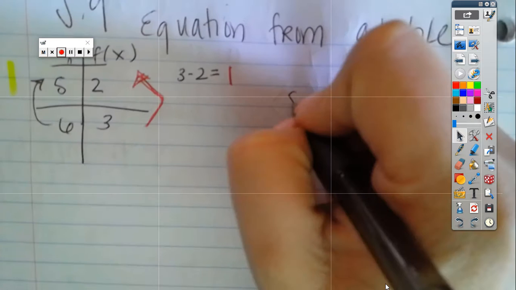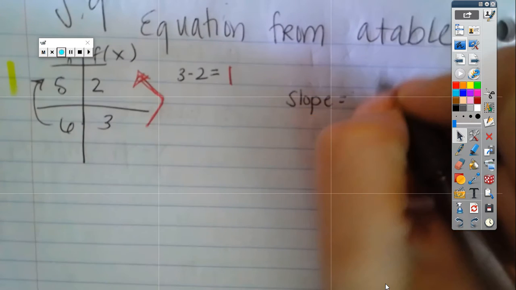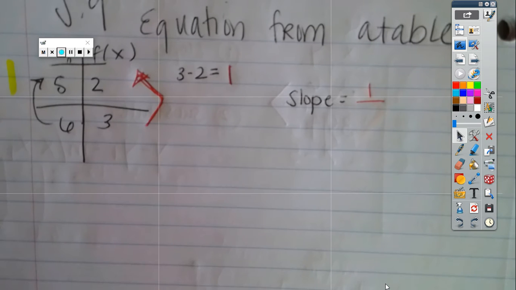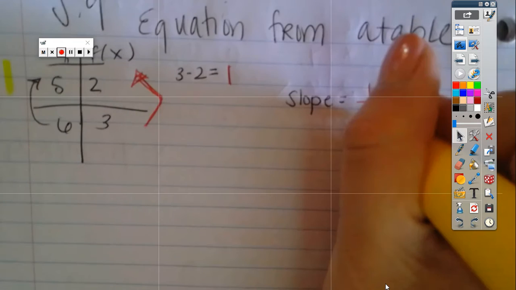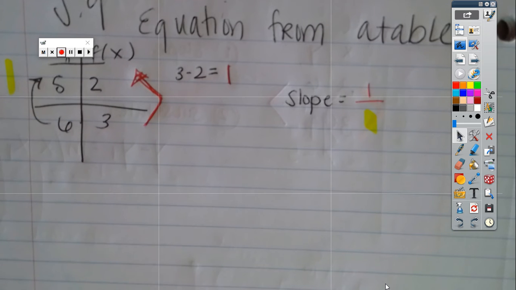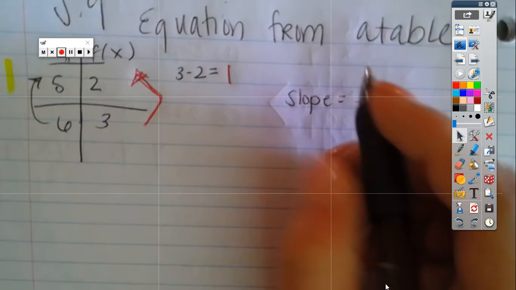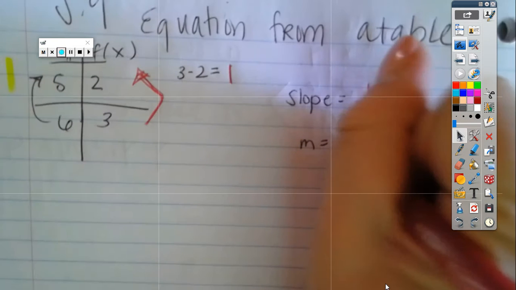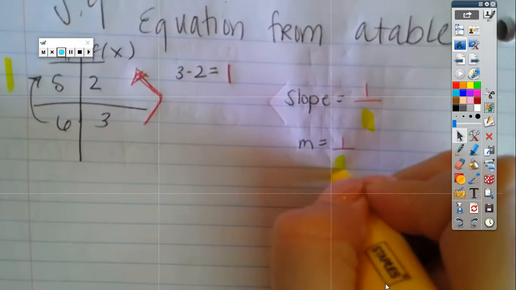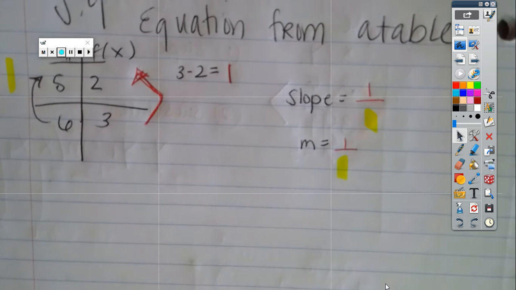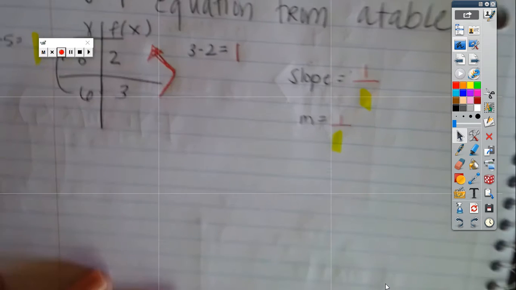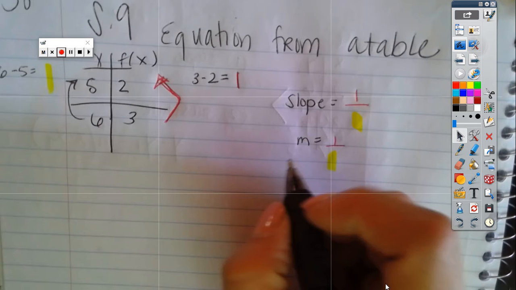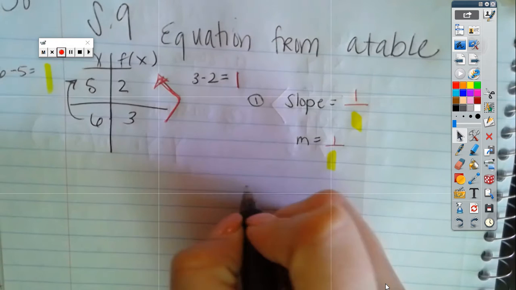Alright, so my slope. Yeah, 1 over 1. Which means 1. You could write the word slope, or you could just write M, because M is the letter for slope. It's like the abbreviation. Okay? Why M? Because M is for movement. It tells you how to move on the graph. Okay, so that was the first part.